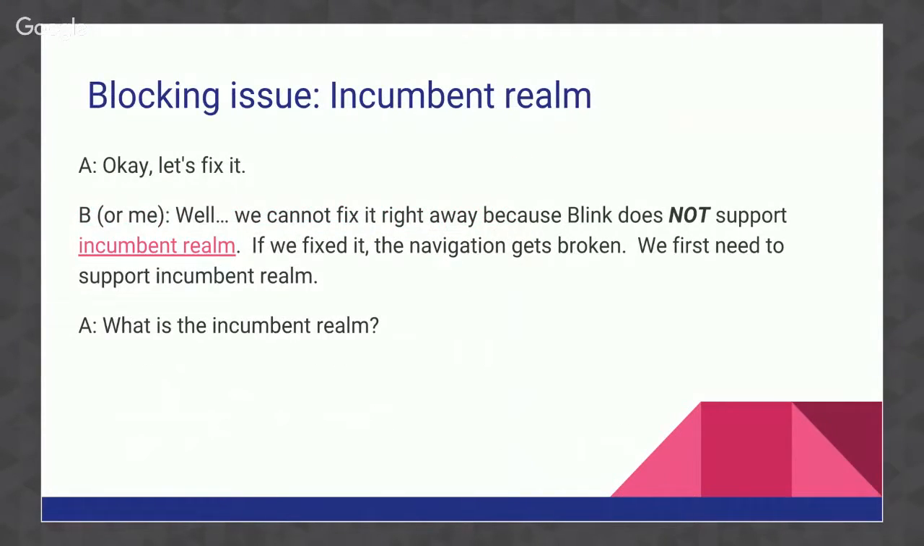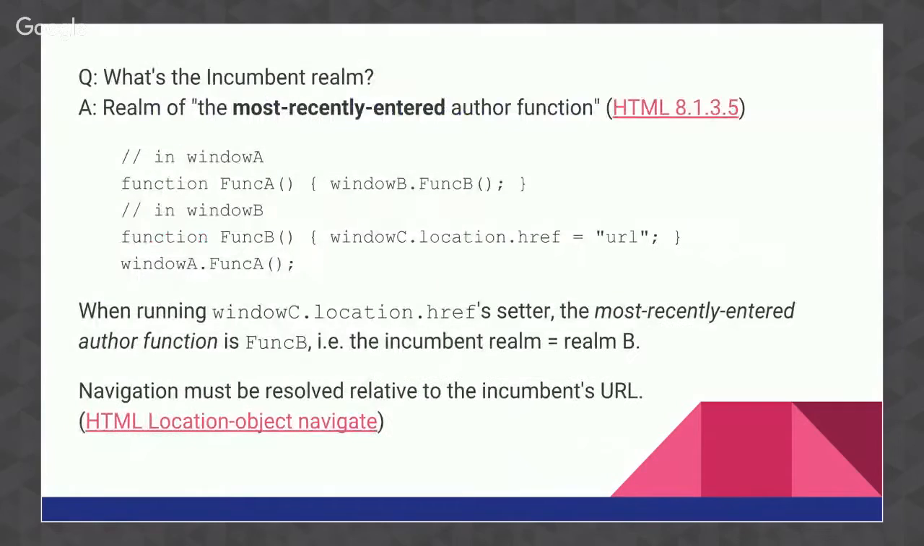So the story should be simple. We need to fix 2 points in cross-origin properties. However, there is another problem. Blink does not support incumbent realm for now. So if we simply fix the cross-origin properties on these 2 points, then our navigation breaks. That is the problem. So let's see what the incumbent realm is.